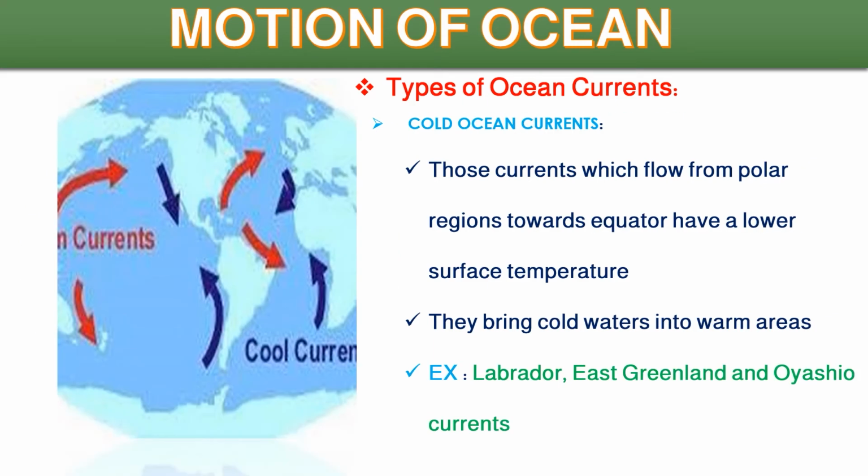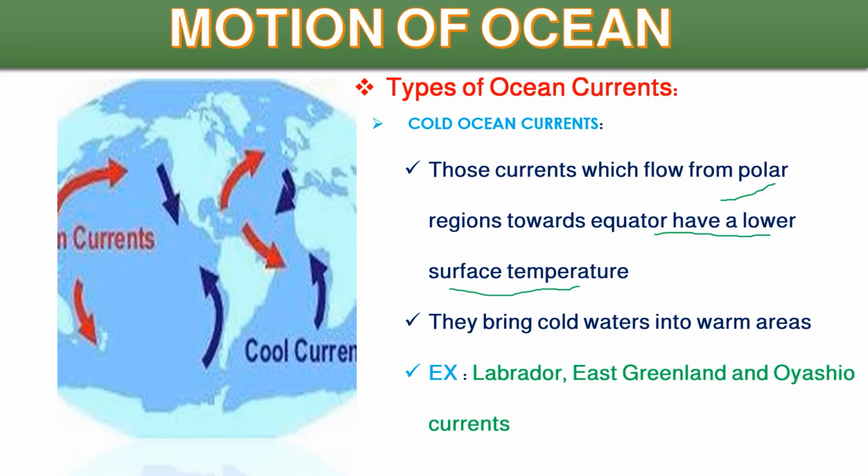So what are cold ocean currents? Those currents which flow from the polar region. You can see here, this is the South Pole, and here on top there is the North Pole. Towards the equator the waters have a lower surface temperature.